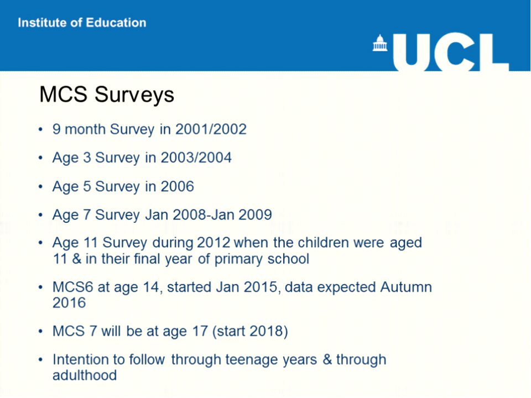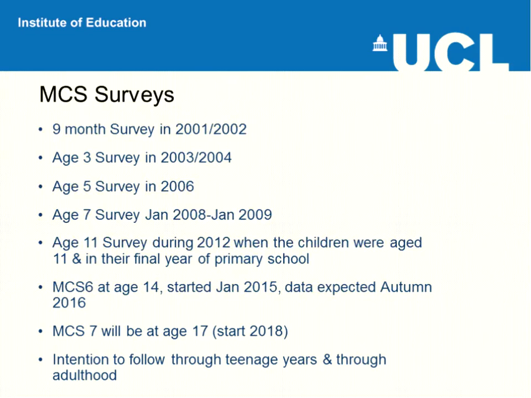Then there's the age 3 survey, which was done 2003-2004, an age 5 survey in 2006, an age 7 survey that was 2008-2009, an age 11 survey in 2012, so children were aged 11 and in their final year of primary school. And these data were deposited last year in autumn.